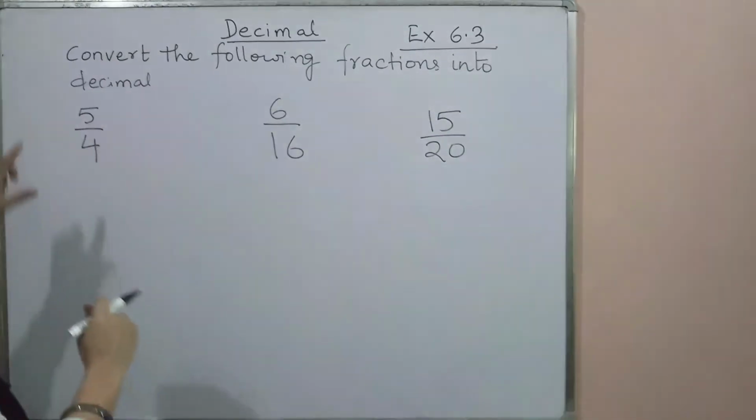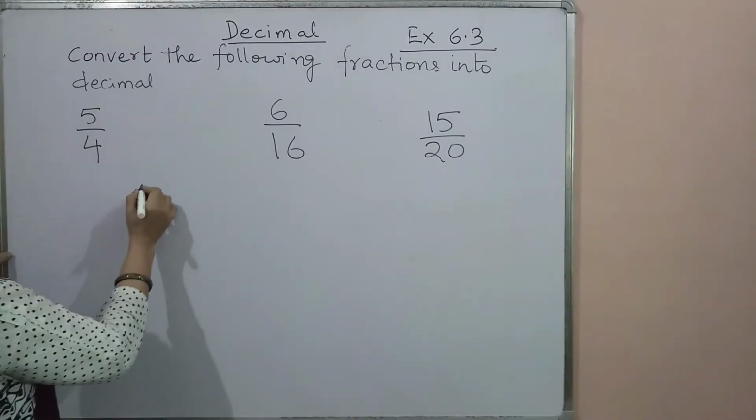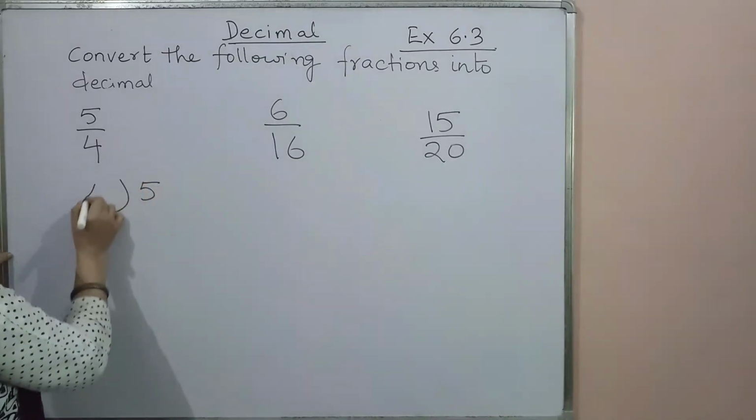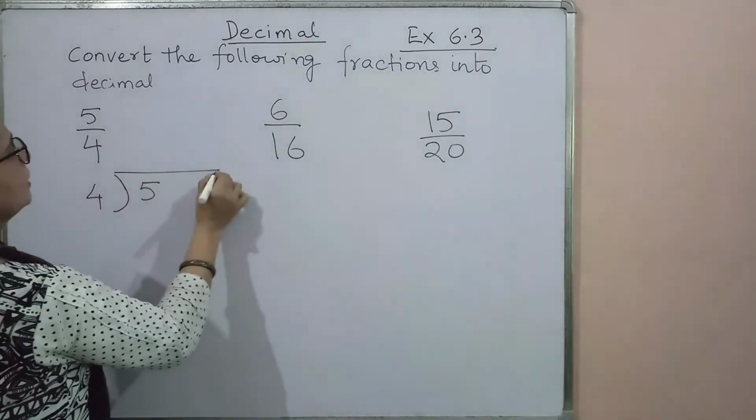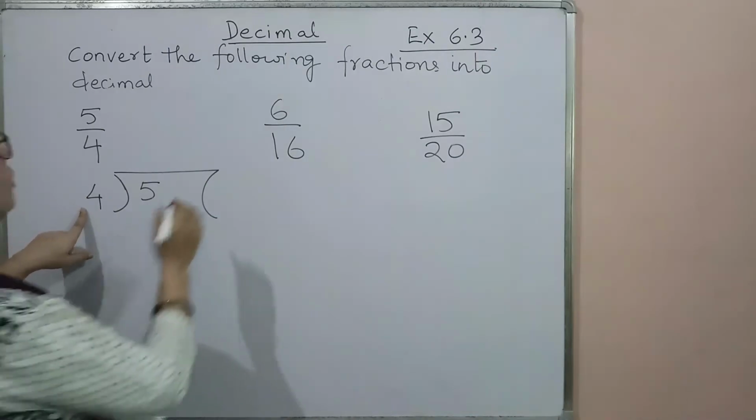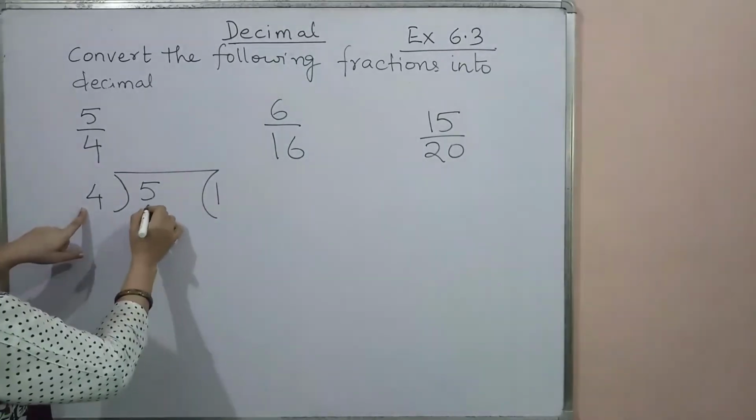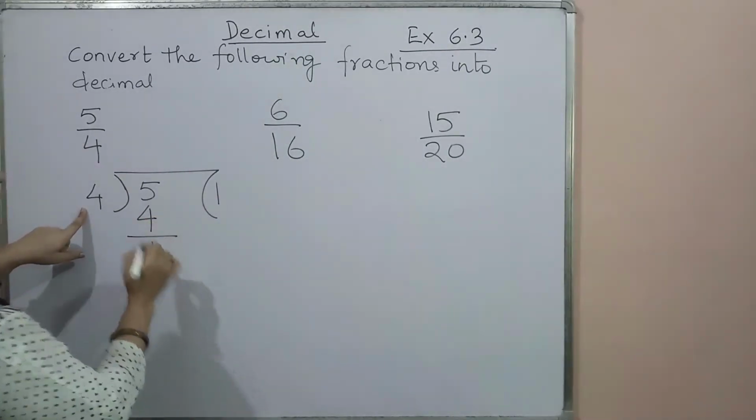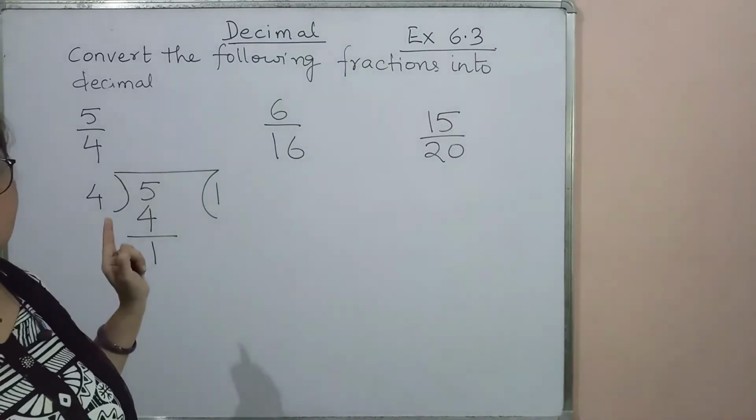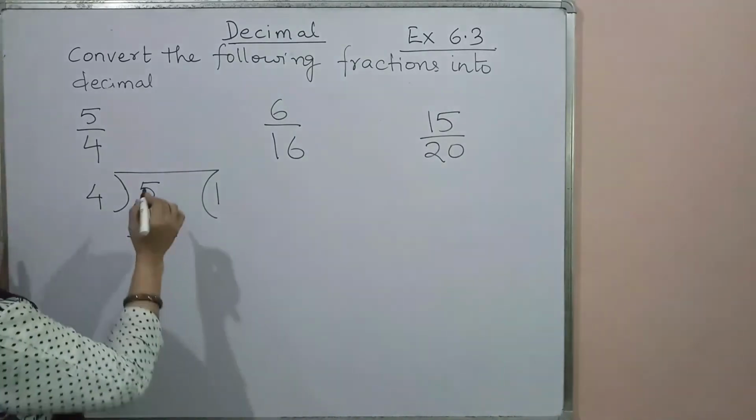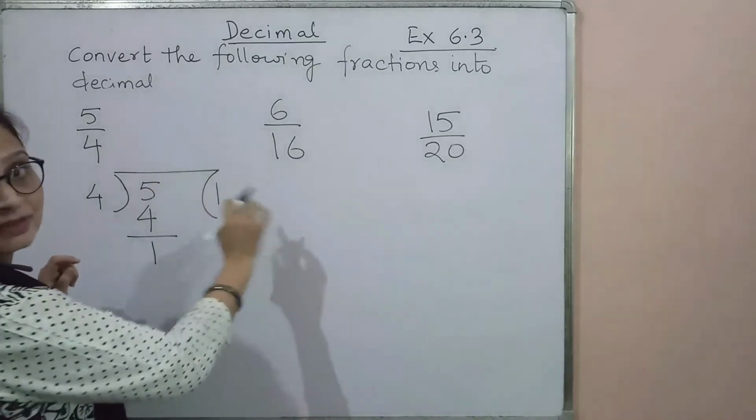Now let us see that 5 upon 4. Now we know 5 is to be divided by 4, right? Now how do we divide? 4 ones are 4. The remainder is 1. If we don't want the remainder to be 1, we will have to do something. That means we want the answer in decimal.